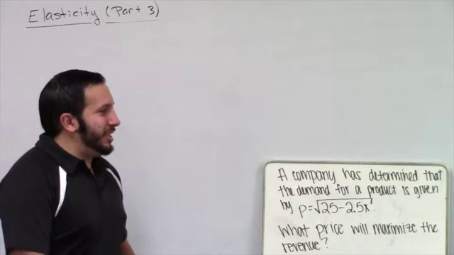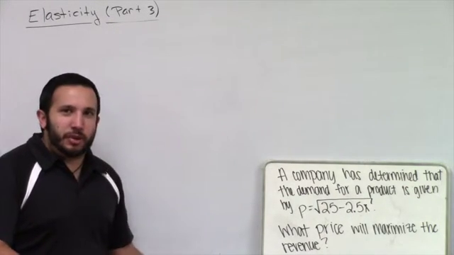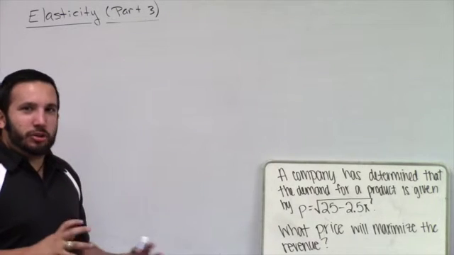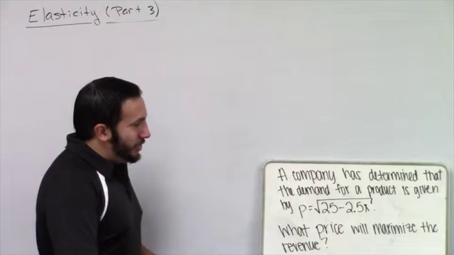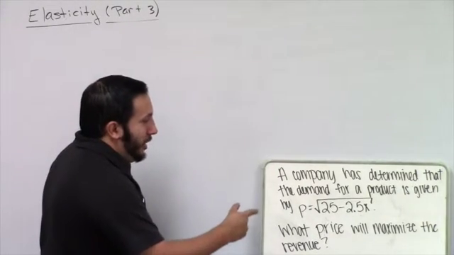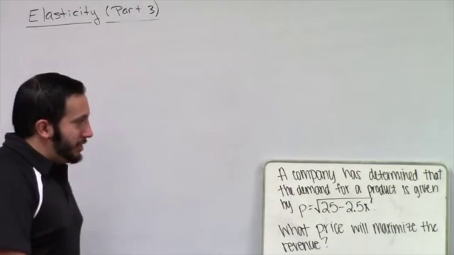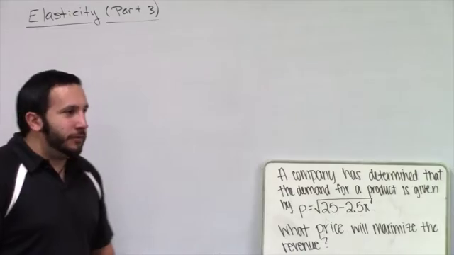Go ahead now and take a look at part 3, all right? So here's another type of question that you can ask dealing in your elasticity chapter. A company has determined that the demand for a product is given by P is equal to the square root of 25 minus 2.5x. What price will maximize the revenue?